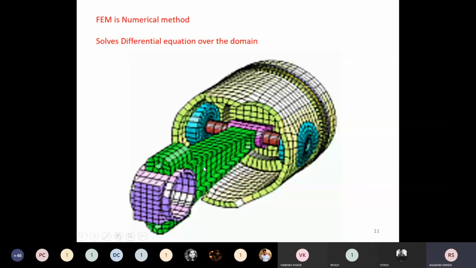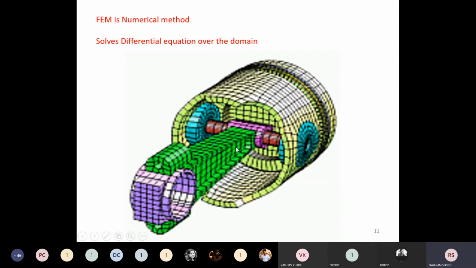These elements are of finite size, therefore the name of the method is finite element method. The elements may be of very small size, but that size is finite. It has some dimensions, so this method is the finite element method. Do you agree with this?